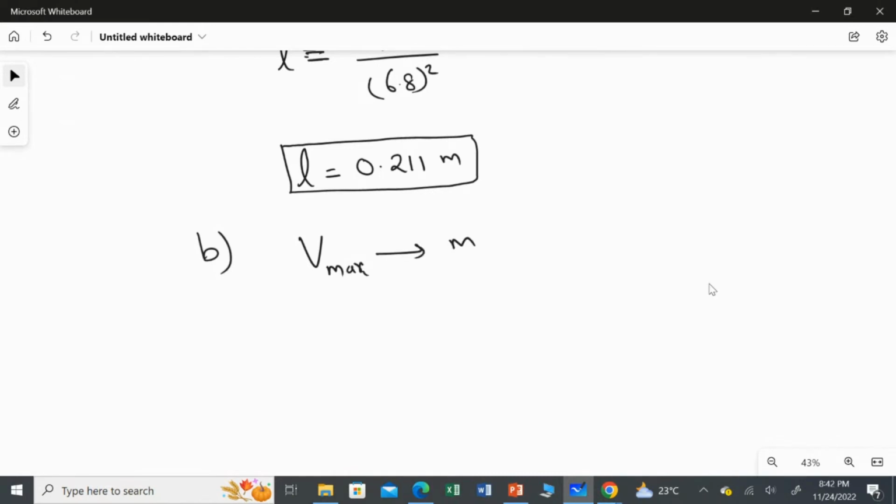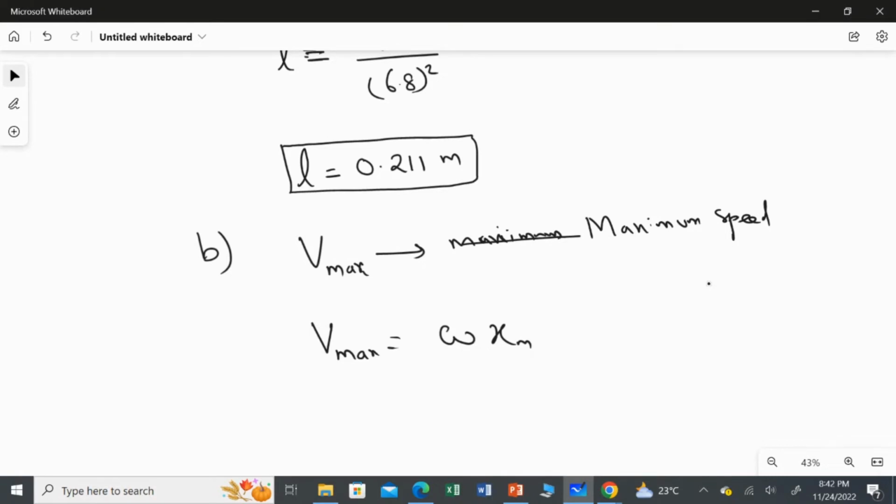So this is our maximum speed, right? How to find the maximum speed? We already have the relation V max, which is equal to angular frequency multiplied by xm, right?